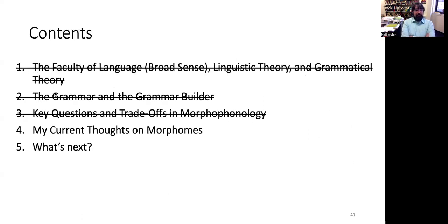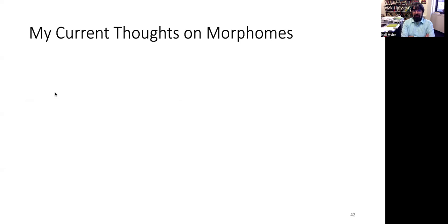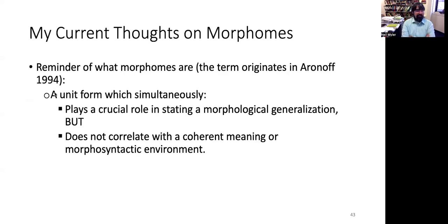Last two sections here, I'm going to talk about my current thoughts on morphomes and what's next. So my current thoughts on morphomes are, well, first of all, let's remember what morphomes are. The term originates in Aronoff 1994. The way I find the most helpful of talking about them is to say that a morphome is a unit of form which simultaneously plays a crucial role in stating a morphological generalization, but does not correlate with a coherent meaning or morphosyntactic environment.